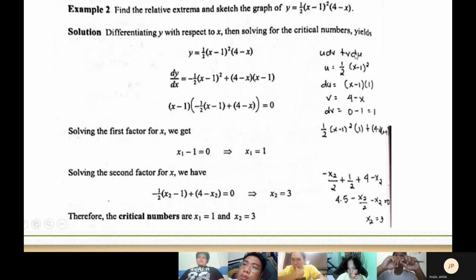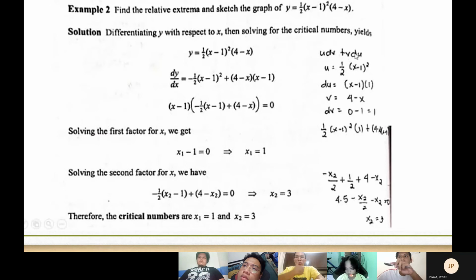So, v is 4 minus x. The derivative of a constant is 0, so the 4 becomes 0. Then the x becomes 1, because it's raised to 1. Then the x disappears because it's minus 0 already. So dv is 1. So, u is equal to 1/2 (x minus 1) raised to 2.